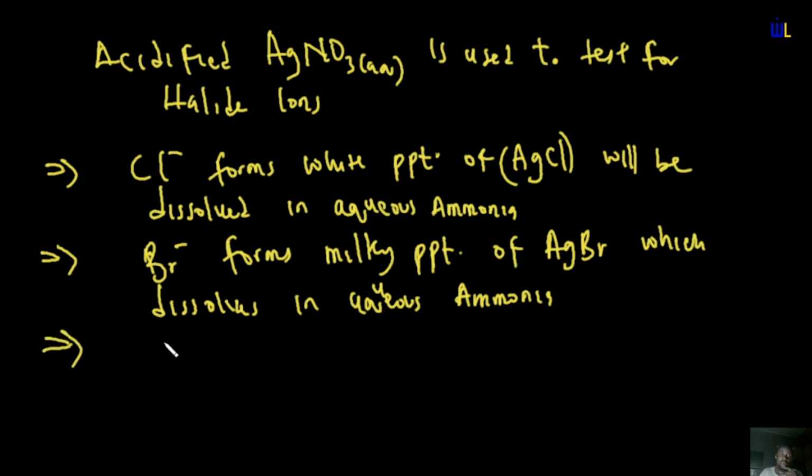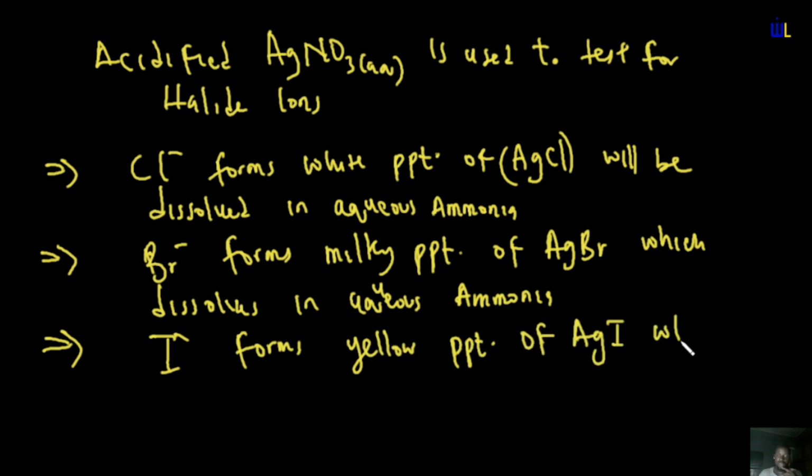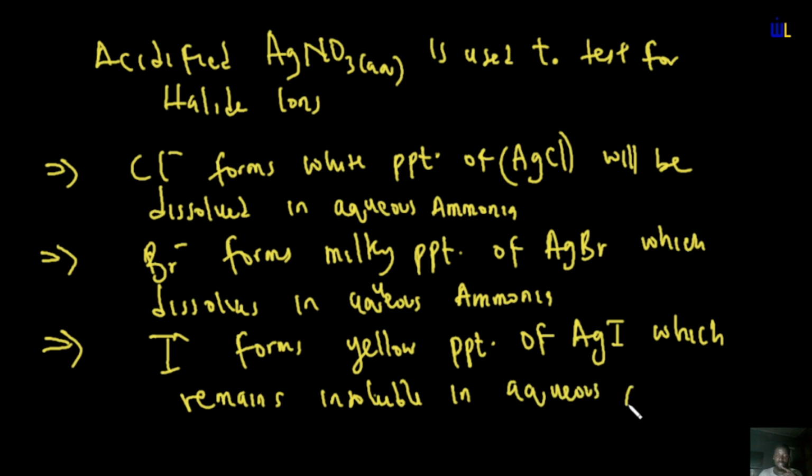However, the final one we are going to consider is iodine. Iodine ion forms yellow precipitate of silver iodide, which remains insoluble in aqueous ammonia. So please just have that in mind, that whenever you see acidified silver nitrate, acid plus silver nitrate, and they say add acid plus silver nitrate to the sample: once you see white precipitate, it is chlorine. If you see milky precipitate, it is bromine. If you see yellow precipitate, it is iodine.